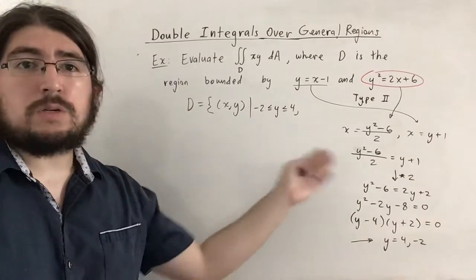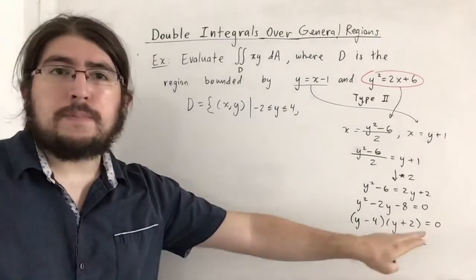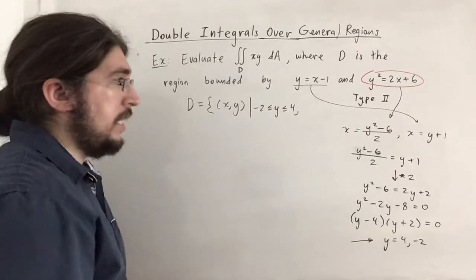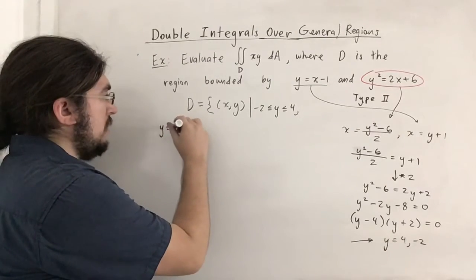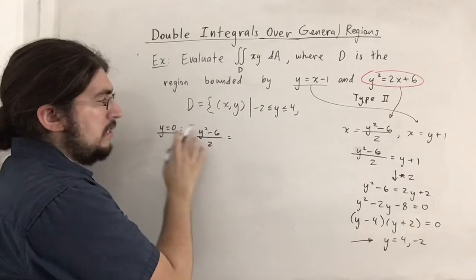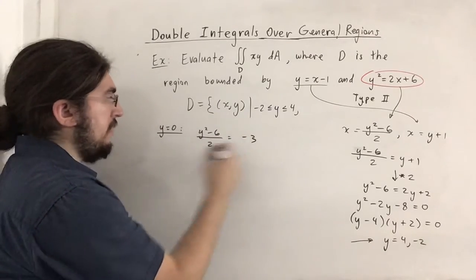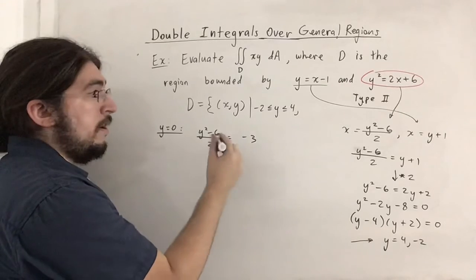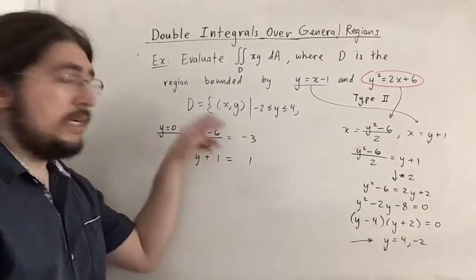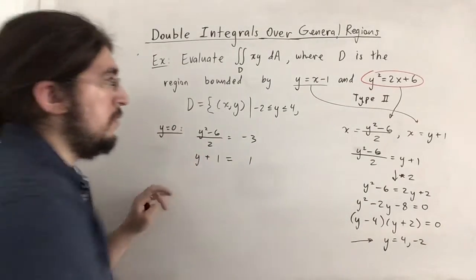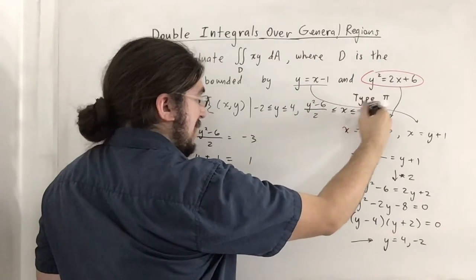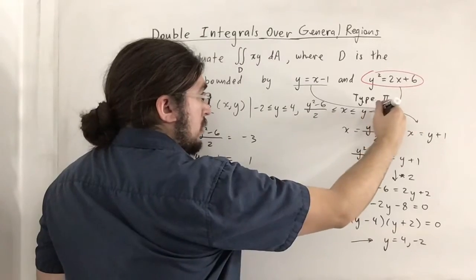We still haven't figured out which one's on top and which one's below, though. But remember, we can pick a test value in between these two. For instance, y is equal to 0 is a nice test number. If we plug in y is equal to 0, what do we get for y squared minus 6 over 2? When y is 0, this just becomes negative 6 over 2, which is negative 3. And for the other one, which was y plus 1, that gives us 1. So the smaller value is y squared minus 6 over 2. That means y squared minus 6 over 2 is less than or equal to x, which is less than or equal to y plus 1.